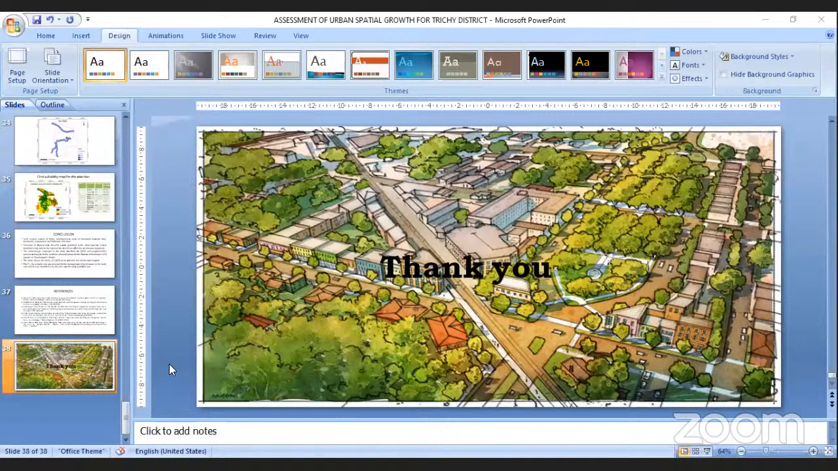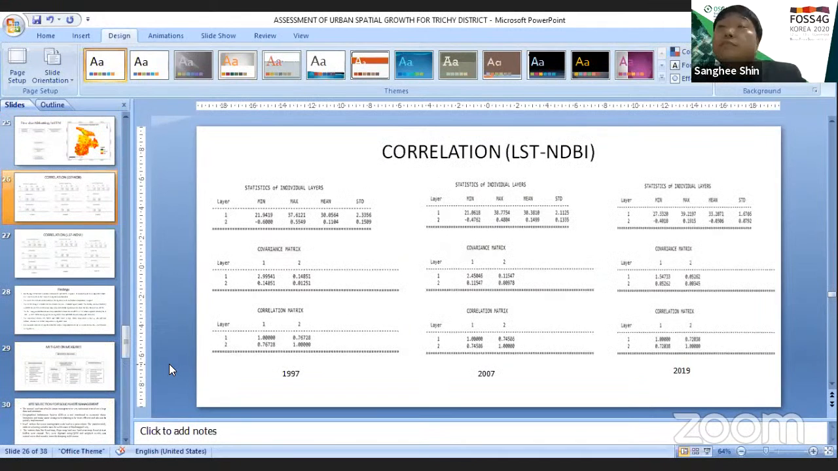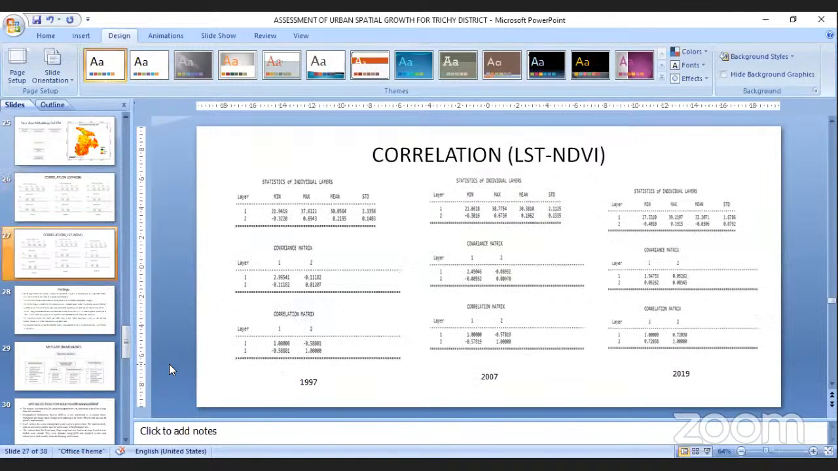I have one question. Can you go to that correlation matrix where NDVI and LST are correlated? Next one, the vegetation index. This one. Yes. Here, for 1997, there is a negative correlation. For 2007, there is a negative correlation. And for 2019, it's a very huge positive correlation. So what happened in 12 years that caused that much positive correlation between LST and NDVI? Can you explain, please?